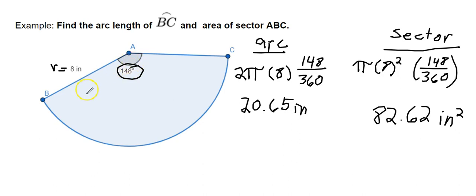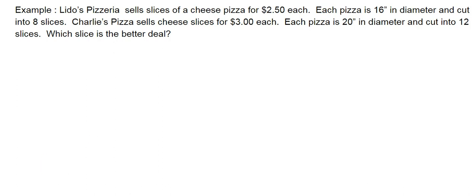It is a word problem, talking about pizza. Lito's Pizzeria sells slices of cheese pizza for $2.50 each. Those slices come out of a 16-inch diameter pizza, and it's cut into 8 slices. Charlie's Pizza sells slices for $3 each. That pizza is 20 inches in diameter, and it's cut into 12 slices. I want to know which slice is the better deal.